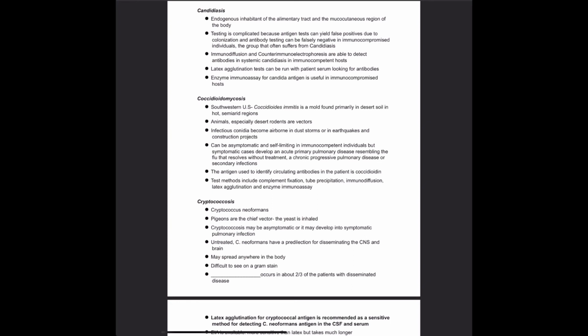but systematic cases develop an acute primary pulmonary disease resembling the flu that resolves without treatment, and chronic progressive pulmonary disease or secondary infections. The antigen used to identify circulating antibodies in the patient is called coccidioidin. Test methods include complement fixation, tube precipitation, immunodiffusion, latex agglutination, and enzyme immunoassay.